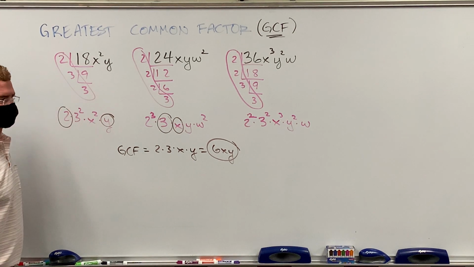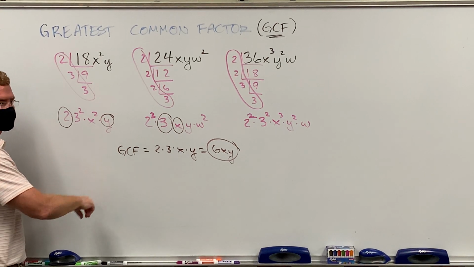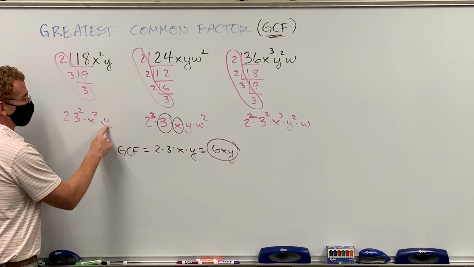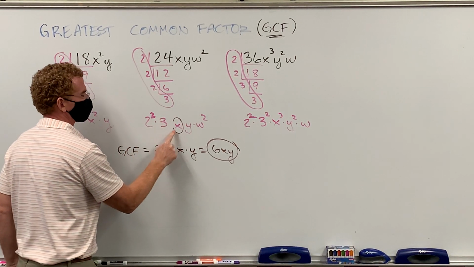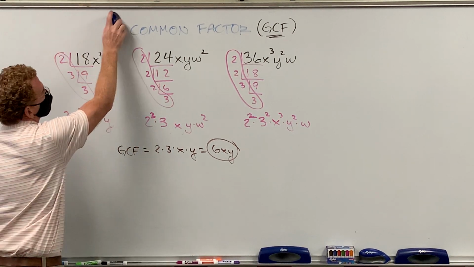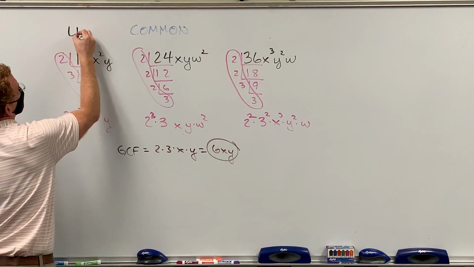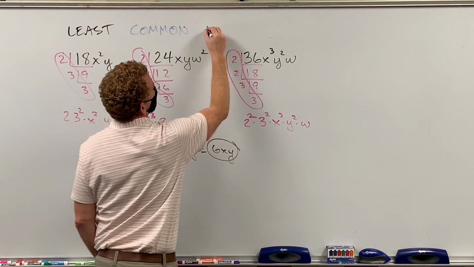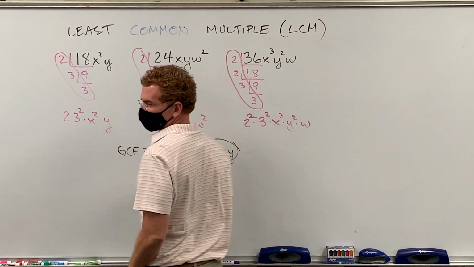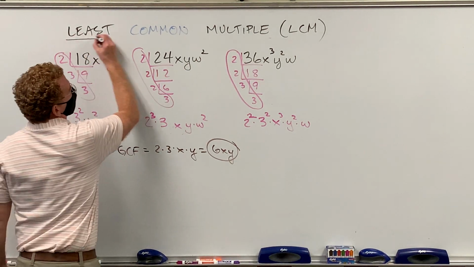Greatest common factor. All right, now let's look at least common multiple. Before we get started, when would you ever bother using a least common multiple? So instead of greatest common factor, least. Oh, the denominator, when you're trying to find a common denominator. Least common multiples are what you're going to use.